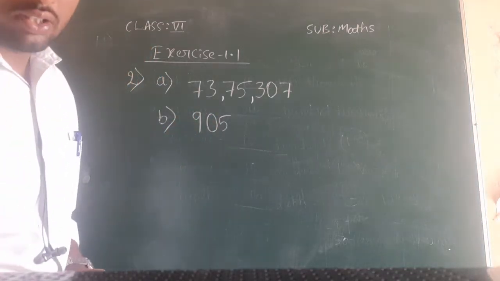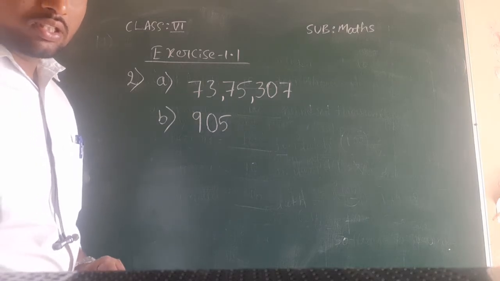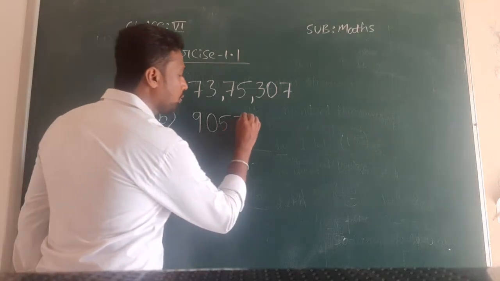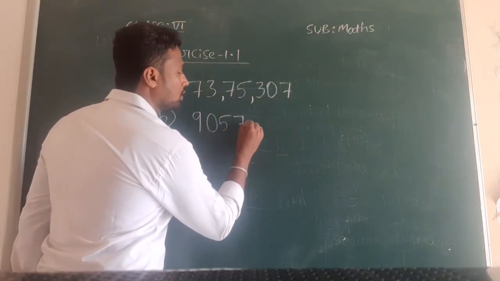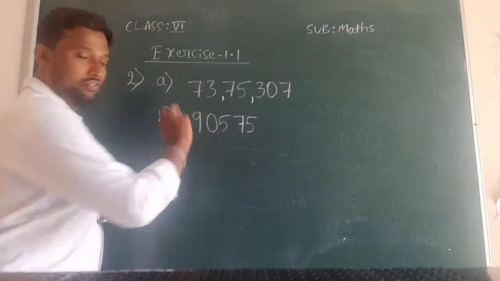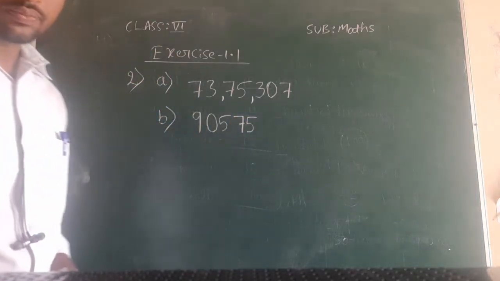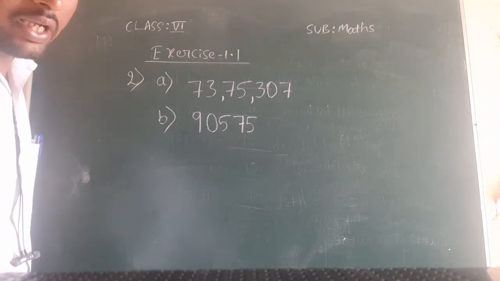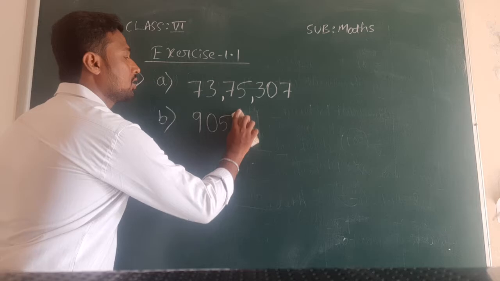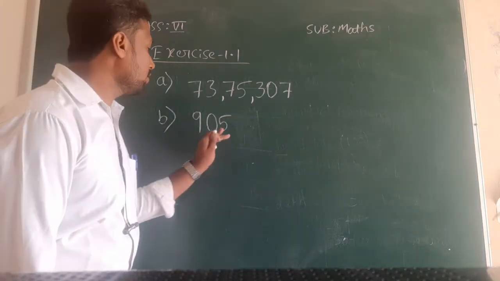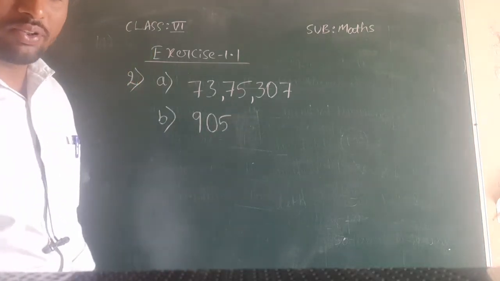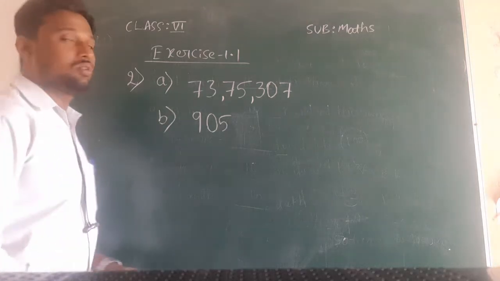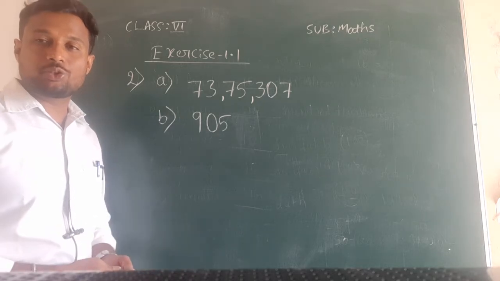Next after this, 75,000. So in the 10,000 position we have 7. In the thousands position we have 5. 75,000. Sorry. 9 crore 5 lakhs. After this I read some other question. Sorry for that. So 9 crore 5 lakhs. After this we have 41. Directly 41. So there is no value in the 1000 or 10,000 position.